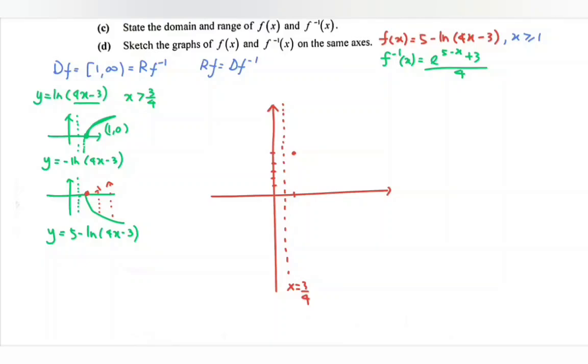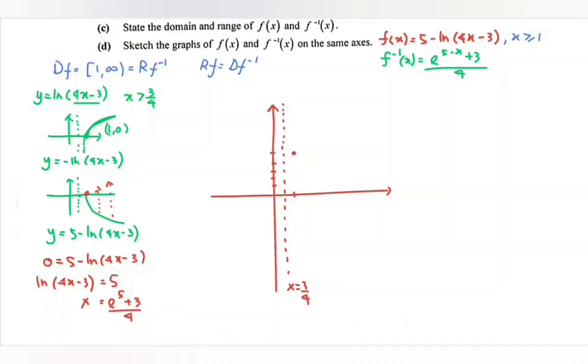Then continue. In order to find the y equals to 0, we have 0 equals to 5 minus the ln bracket 4x minus 3. So ln, we have 4x minus 3 equals to 5. Then continue, we have e to the power of 5 and then plus 3 and then over 4. So that is the value for x.